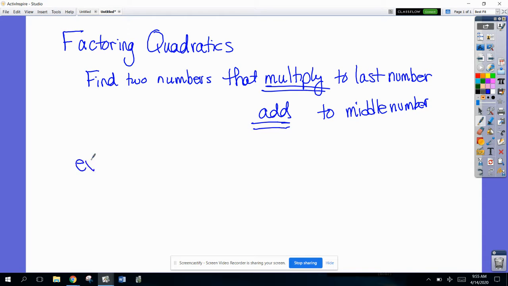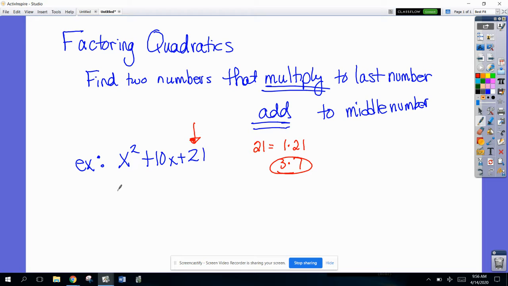Example number 1 says x squared plus 10x plus 21. So my suggestion is that you start with the last number, multiplication first, because there's lots and lots of numbers that add to give you 10. Start with 21. So if I start with 21, my options are 1 times 21 and 3 times 7. And that's the only numbers I know that multiply to give me 21. So then I look at these numbers and I say, okay, I need to make sure I can add to give me 10. So my option I would pick is 3 and 7.